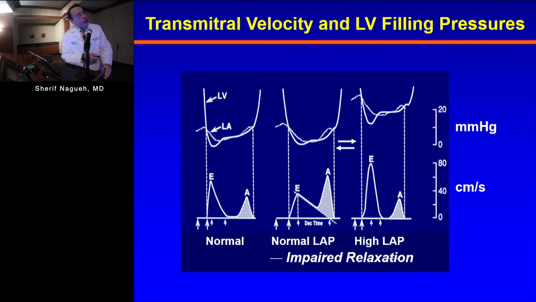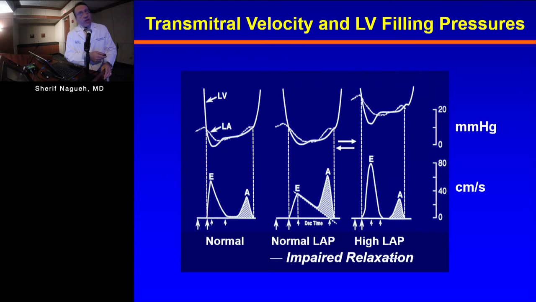We also can measure the E to A ratio and the time interval between these two arrows, which is the isovolumic relaxation time. An isovolumic relaxation time is short in normal hearts, but in diseased hearts with normal LA pressure, it gets prolonged. As you see here, the E to A ratio drops because of the reasons that we discussed in the relation between the LA and LV pressure gradients. Acceleration time, deceleration time get longer, and the rates get lower.